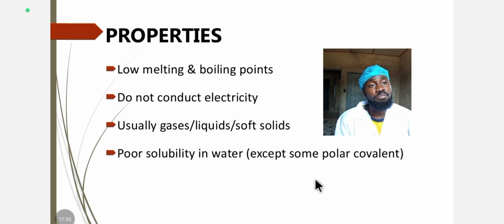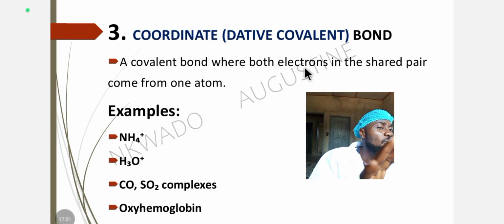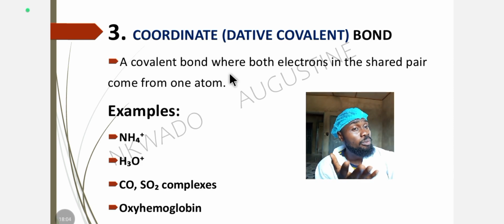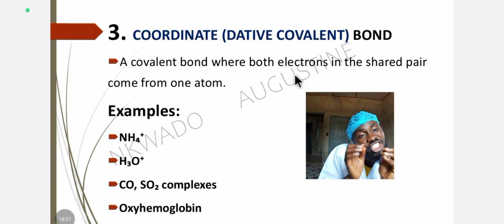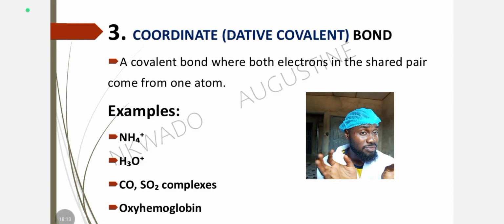Let's move over to the next bond, which is the coordinate bond, which can also be called dative bond. What is a coordinate bond? A coordinate bond is a type of covalent bond, that's why we are treating it just immediately after covalent bond. In a covalent bond, electrons are not transferred, rather they are shared.